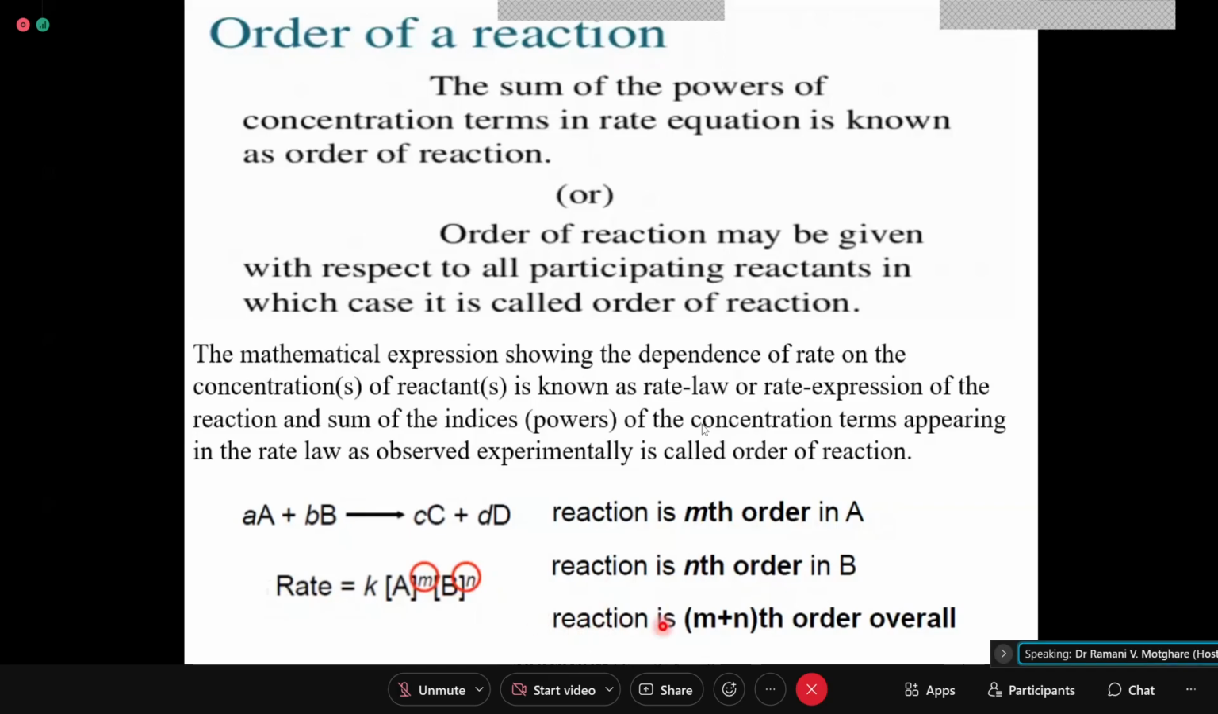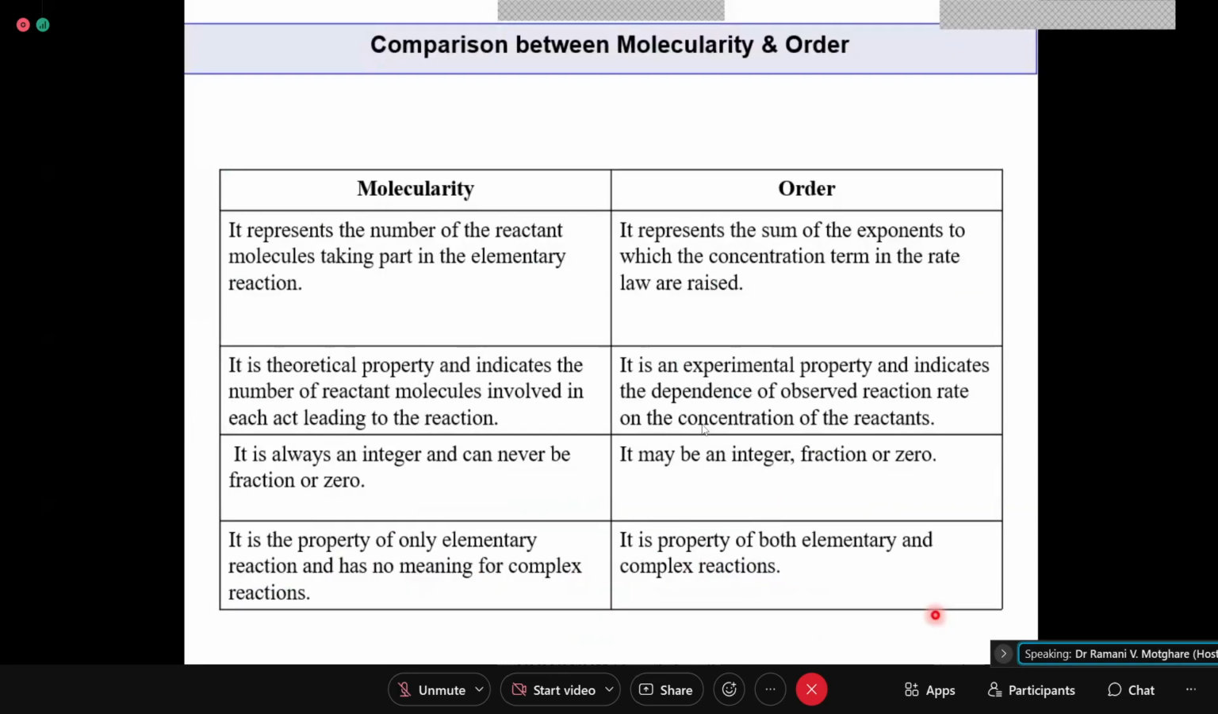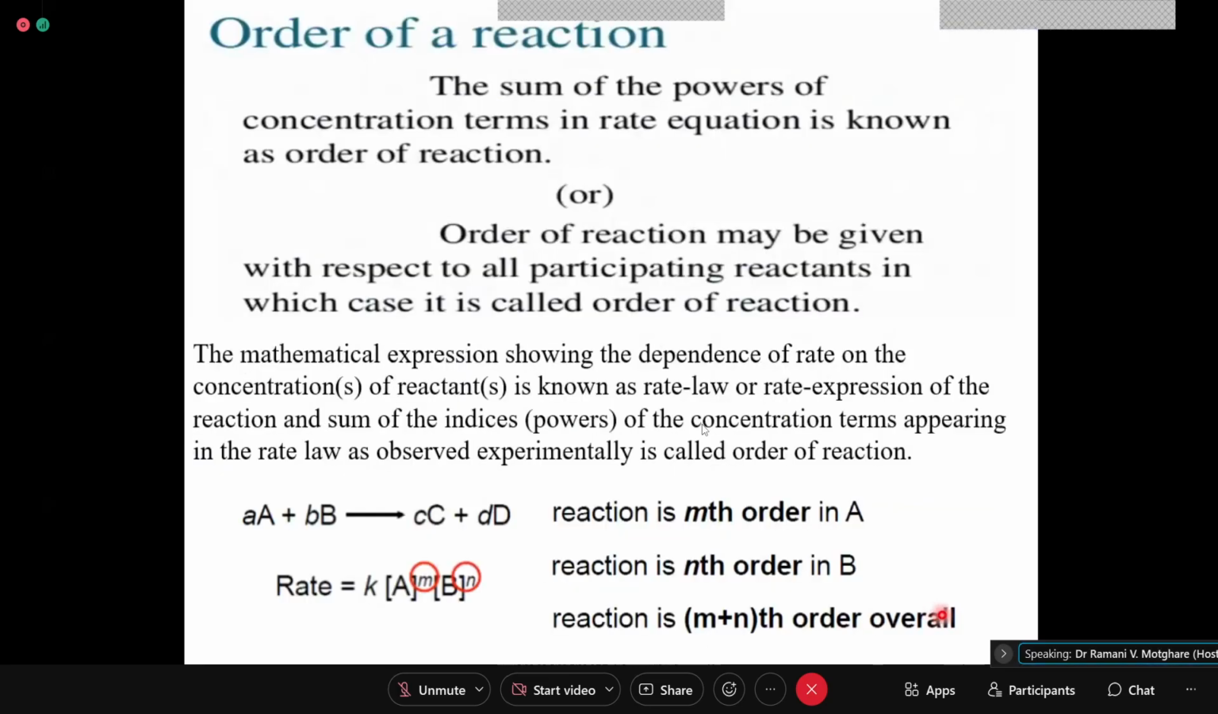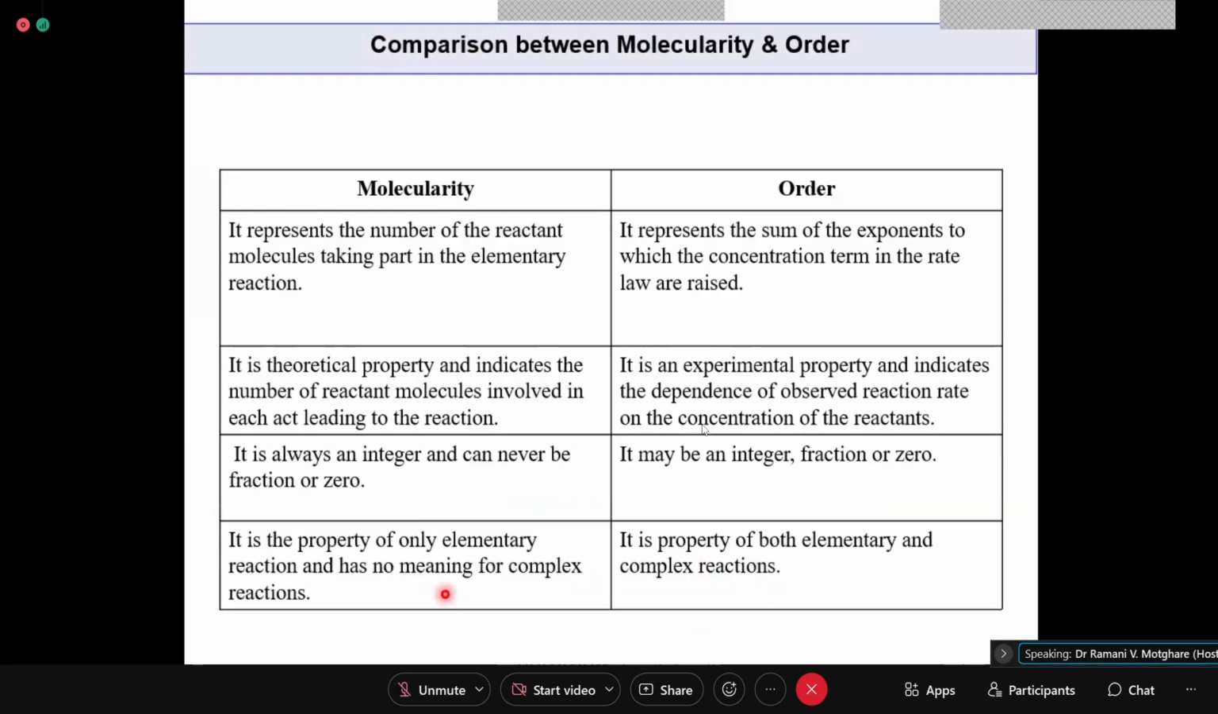So the order of reaction becomes m plus n: mth order with respect to A, nth order with respect to B, or the overall order is m plus n. Then, comparison between molecularity and order.